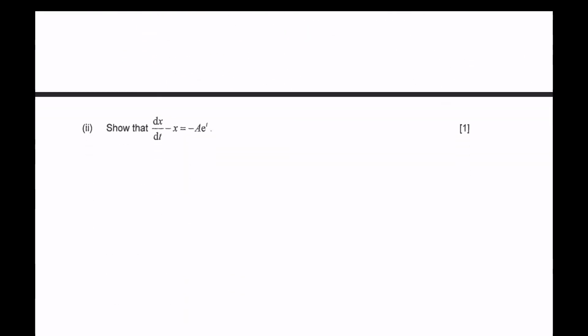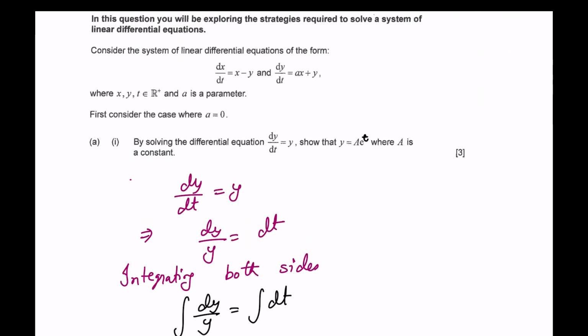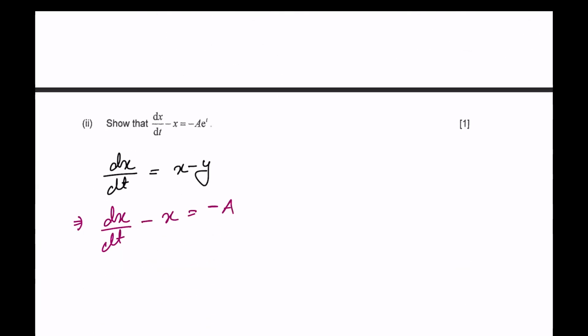Now in the next part, we have to show that dx by dt minus x is equal to minus a e to the power of t. So we have another equation, dx by dt equals x minus y. This one is pretty simple. Just write the initial equation and plug in the value of y, you will get the answer. I'm bringing the x to the left hand side, and this is minus y. Minus y we have already found out, it's a times e to the power of t. So that's what we need to prove here.